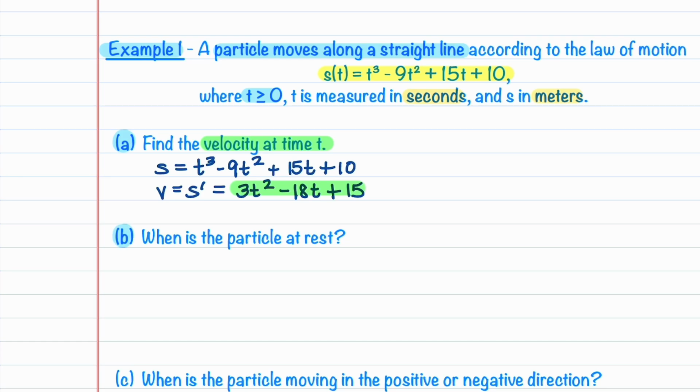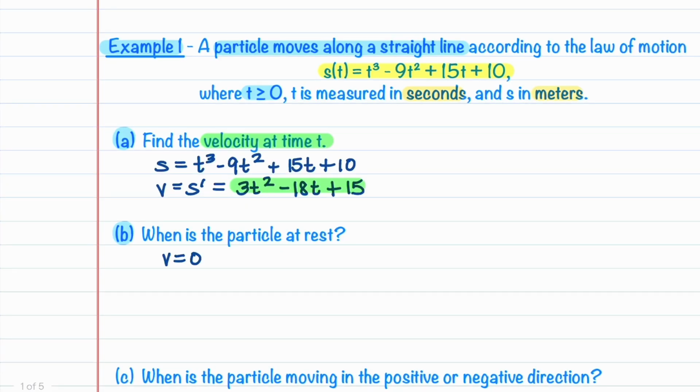Let's look at the next part. We are asked to find when the particle is at rest. Whenever the particle is at rest, the velocity of the particle is going to be equal to 0. So we have to find t when the velocity is equal to 0. We're going to take our velocity function that we just found, 3t^2 - 18t + 15, and we're going to set that equal to 0.